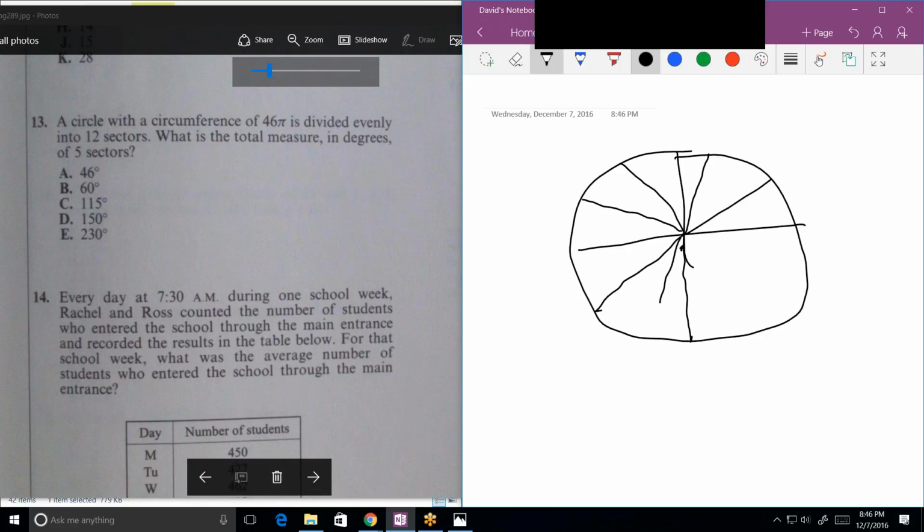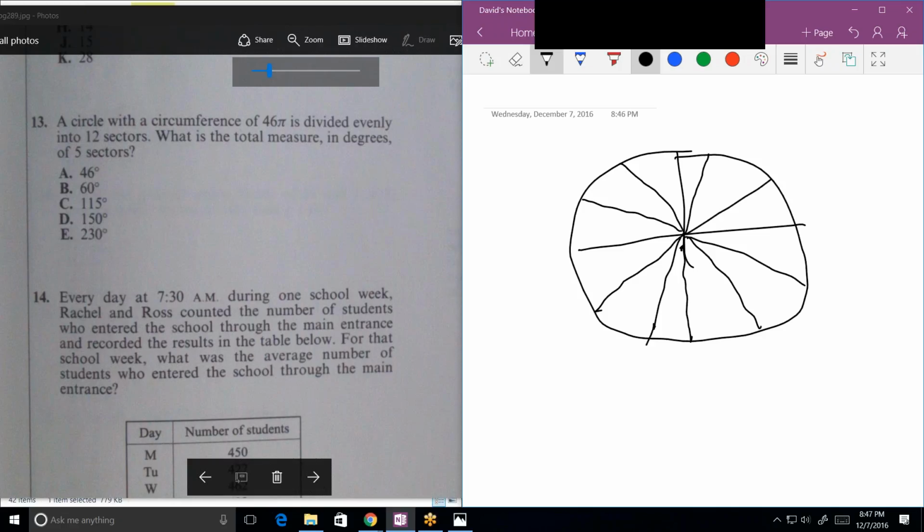There's my 12 sectors. What's the sum of the angles of 5 of those? Does it have anything to do with the circumference? No, it doesn't. Not a bit. So the fact that they tell you the circumference is 46 pi is irrelevant information that's meant to confuse you and fool you.